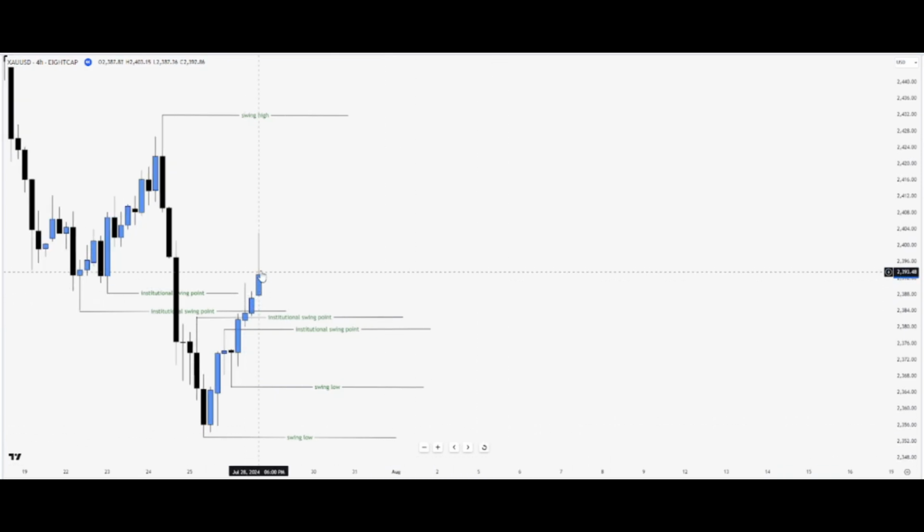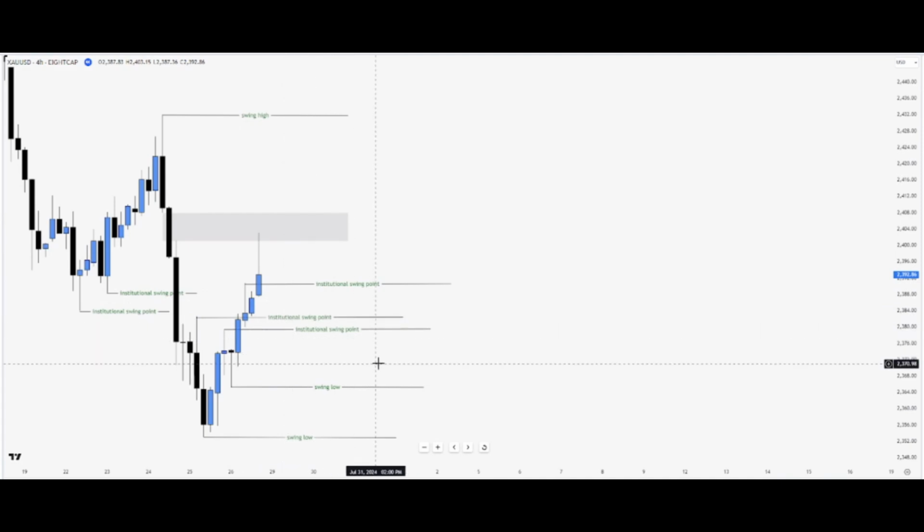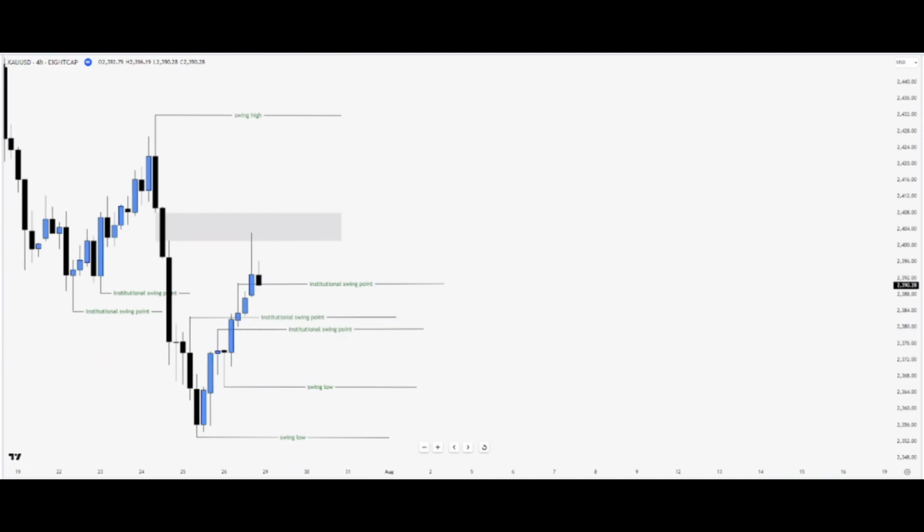Right now, we can see our price pushed higher, ignoring this particular institutional swing point right here and reaching for this particular fair value gap, giving us a new institutional swing point right here if price is to move to the sell side. So going forward, let's see what price does.